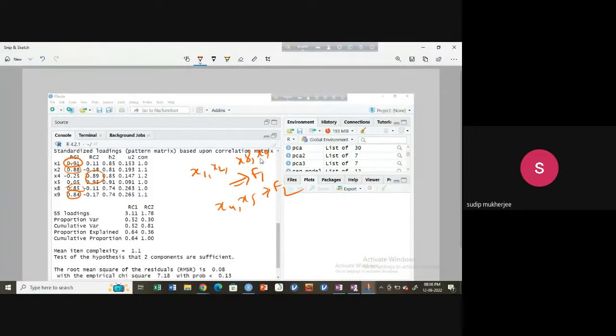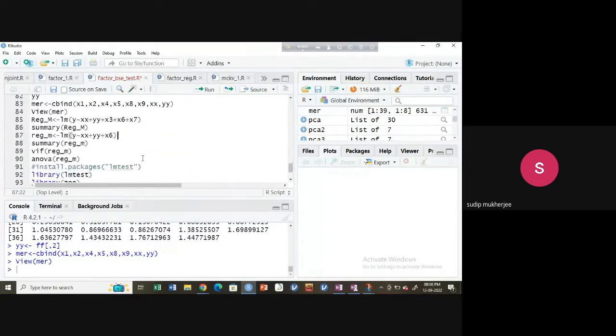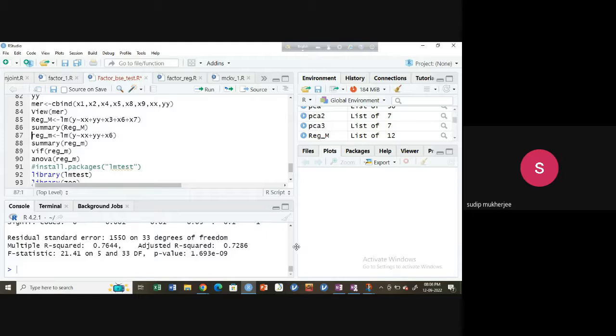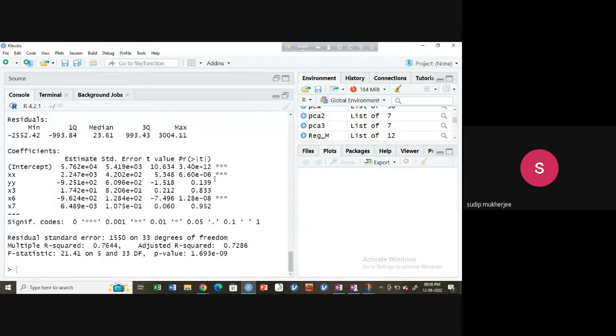X1, X2 and X8, X9. We define this as XX and this variable as YY. Then we rerun the regression analysis with these variables: XX, YY, X3, X6, X7. Clear? If we run this, you see the summary? One second, correlation is good, evaluate is good. Now see, these variables are significant. XX is significant. In the earlier analysis, XX was not significant. XX is still significant.